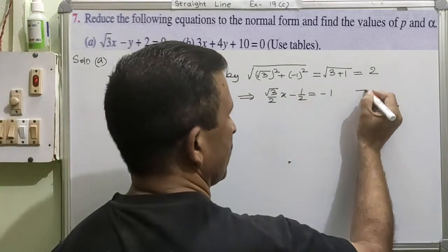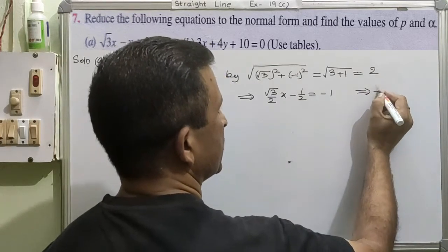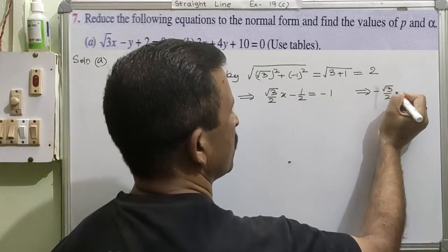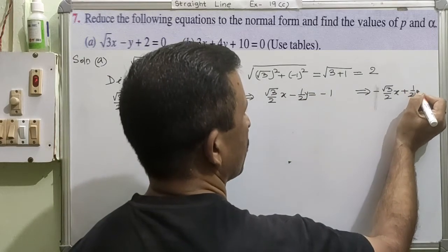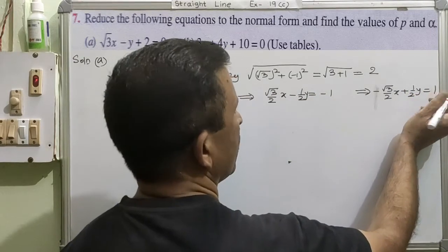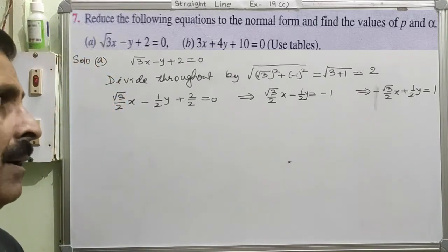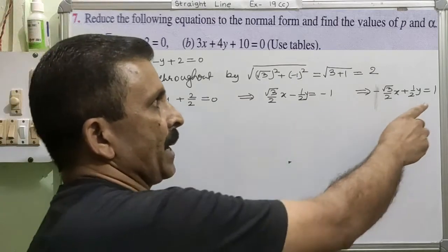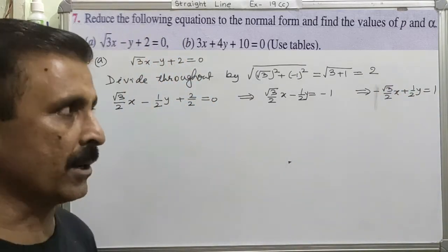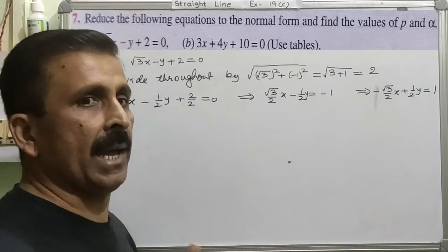So finally, your equation will be negative root 3 over 2 x, this will become positive half y, and this is equal to 1. So you got it. And after converting this equation into the perpendicular form, we now have to find the perpendicular and the angle. So perpendicular is very easy. Directly you can get the P value, which will be equal to the constant, that is 1. Right? Now we have to find the angle.